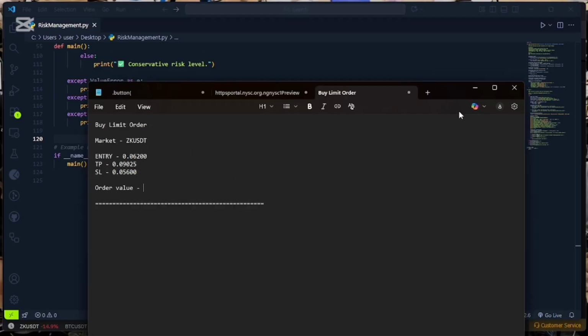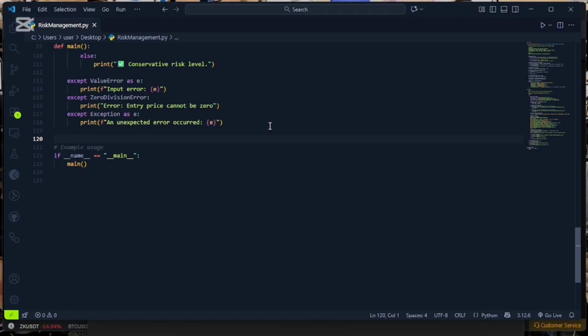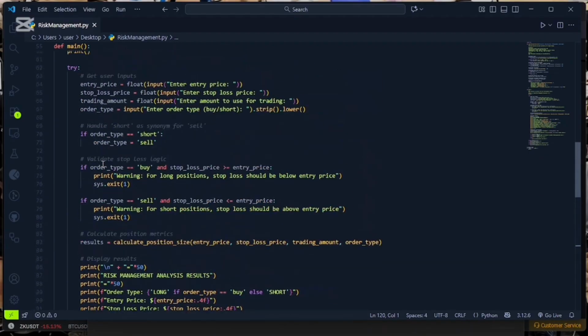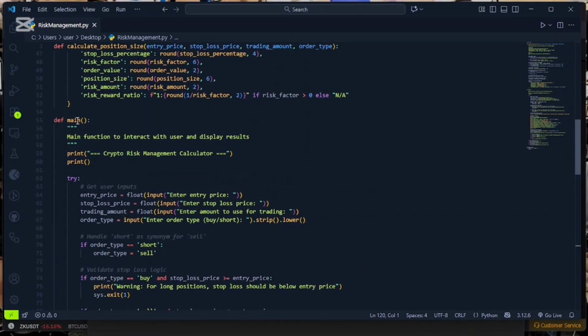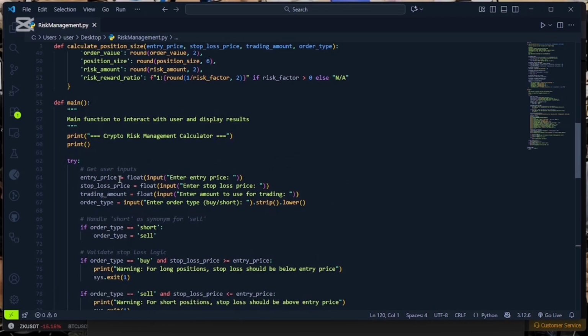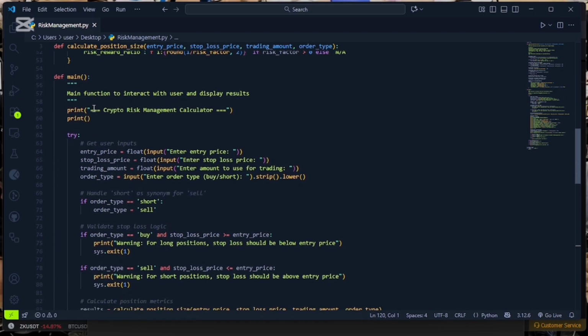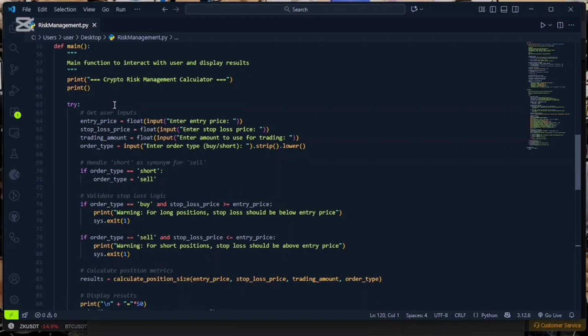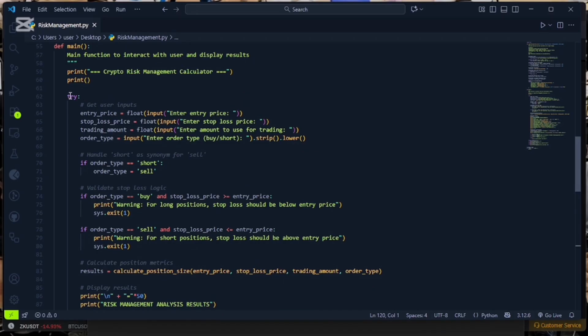I'll be using this signal as a sample. We have our buy limit order signal. The market is ZK USDT, and we have our entry point at 0.06200, and then 0.09025, 0.05600, and we have to calculate our order value.